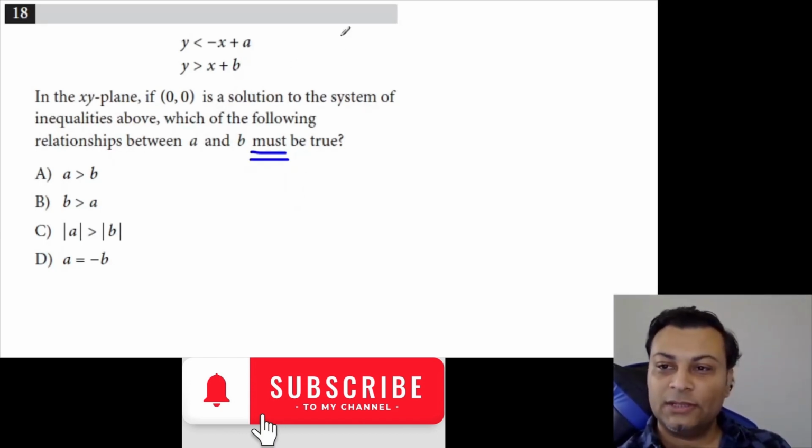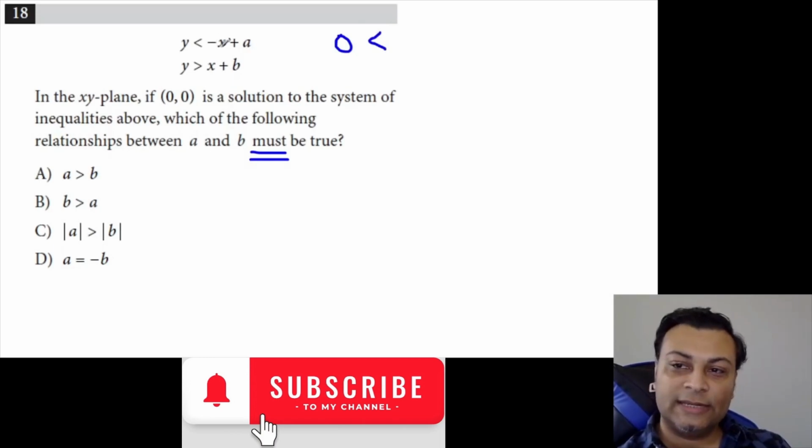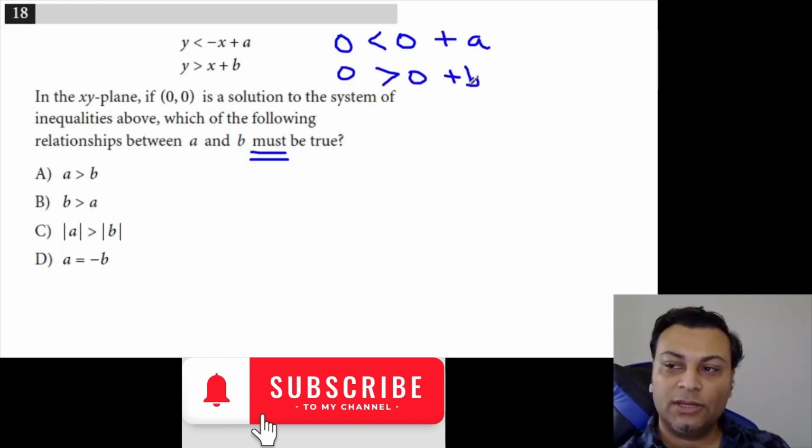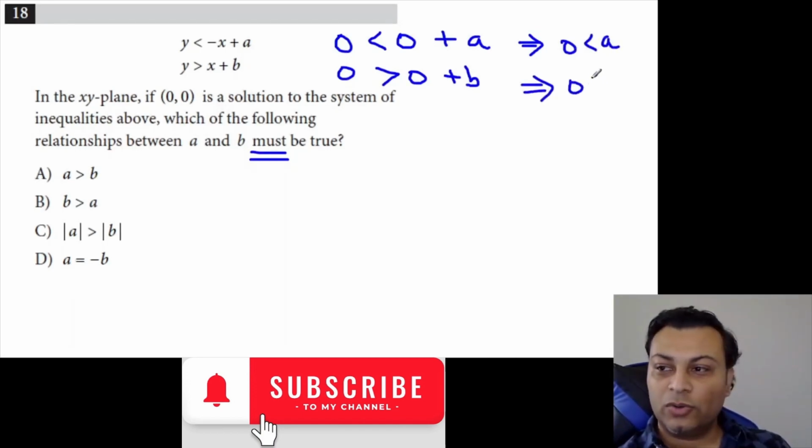Let's do that. 0 less than negative 0, which is 0, plus A, and here we have 0 greater than 0 plus B. This simplifies to 0 less than A, and this simplifies to 0 greater than B. What does this tell us? Well, this tells us that A is a positive number and B is a negative number. In fact, we could write it down in this way.